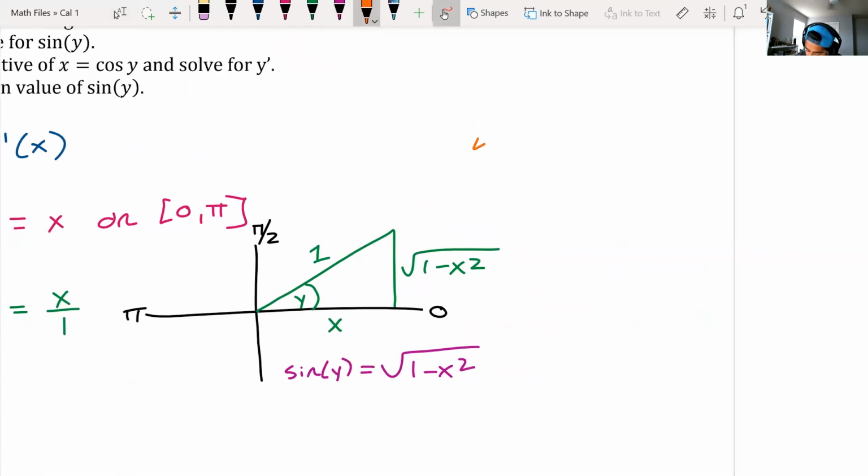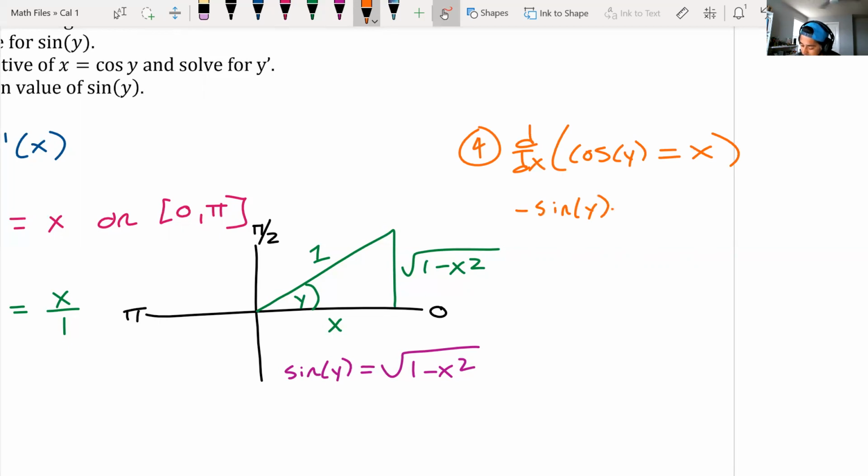So 4, say d over dx of the cosine of y equal to x. And again, another implicit chain rule. The derivative of cosine is going to be negative sine y times the implicit derivative of y with respect to x, which is y prime, equal to 1. Solve for y prime, divide by negative sine y, and y prime equals negative 1 over the sine of y.